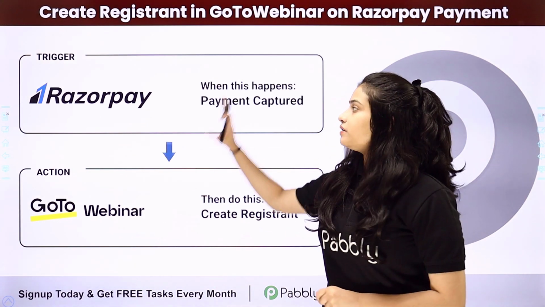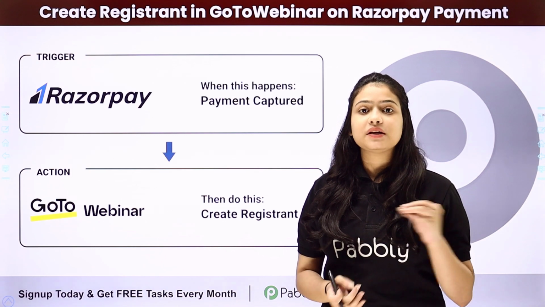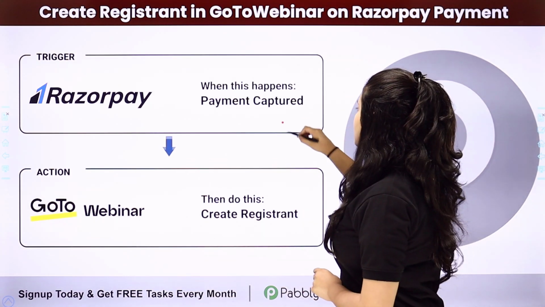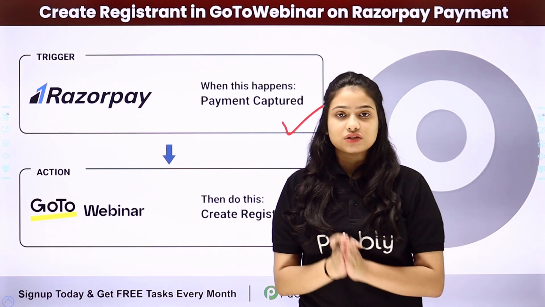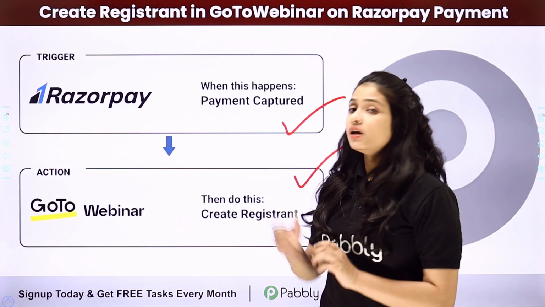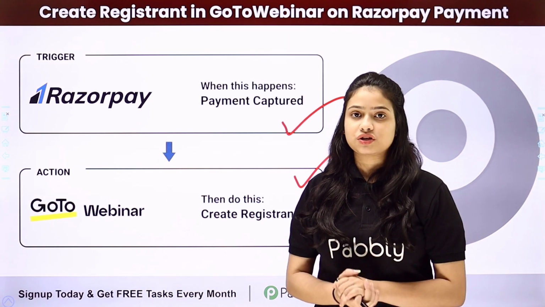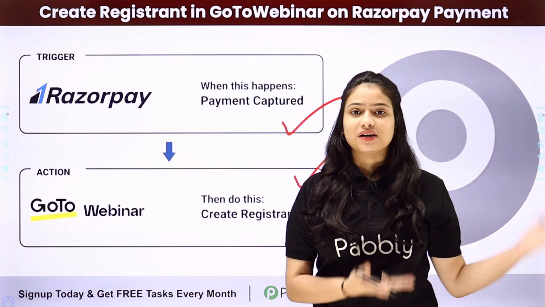For that we will have to integrate both these applications. And for that we are going to use Pabbly Connect, which is an amazing automation and integration software. Now, we have Razorpay in our trigger and GoToWebinar in our action. So we will be connecting both of them using Pabbly Connect in such a way that whenever a new payment is captured in Razorpay, automatically the person who has made the payment will be added as a new registrant in GoToWebinar. And to learn this entire process step by step, let me take you all to my screen.